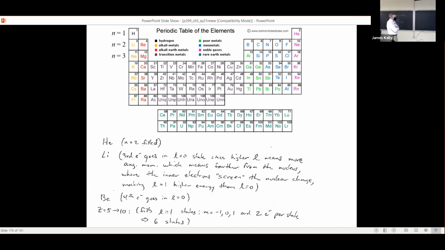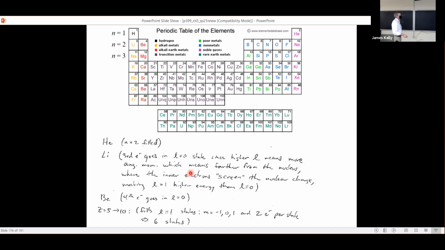And the argument here is that it's going to go in the L equals 0 state before it goes in the L equals 1 state. And it's going to go in the L equals 1 state before it goes in the L equals 2 state, for the following slightly sketchy argument. The inner electrons screen the nuclear charge.